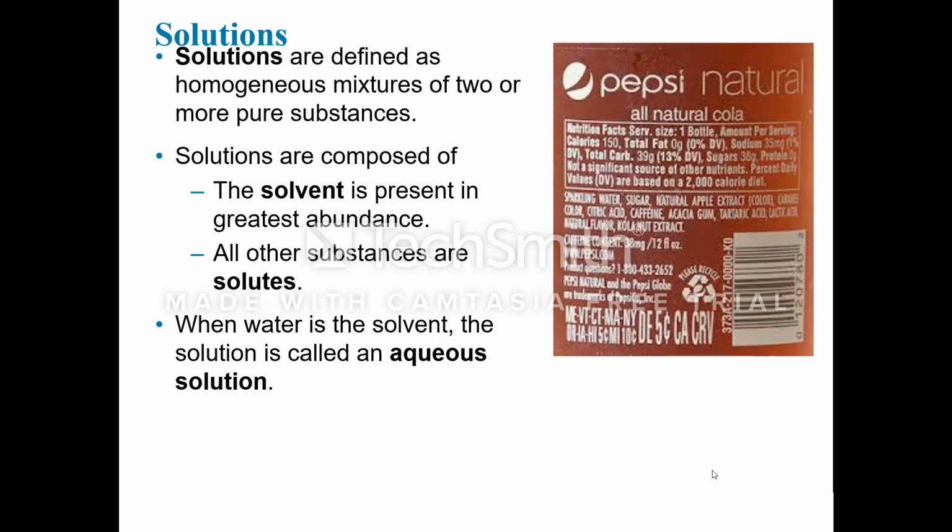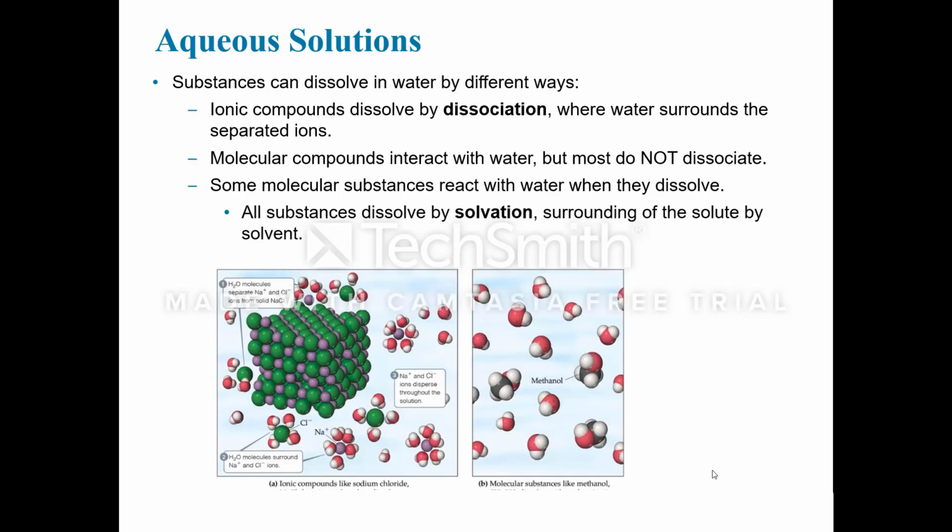We can have more than one solute in a solution. Take, for example, some soda. The solvent is water, but there are many solutes. The sugar is a solute, the caffeine is also a solute, the caramel color, citric acid, also solutes, and these other ingredients are also solutes. Substances dissolve in water in different ways depending on the type of substance.